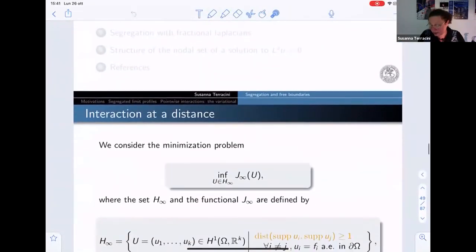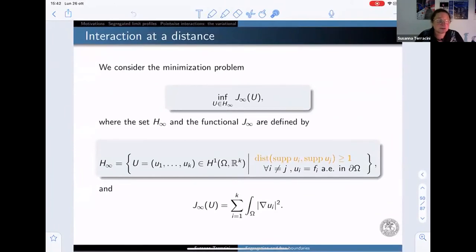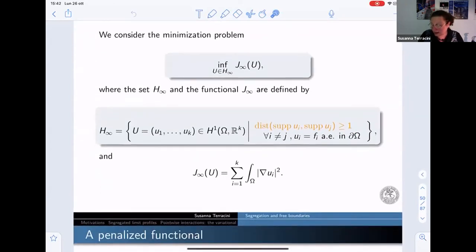Let me go to two other similar problems that show some interesting properties with respect to the type of interaction. We consider the minimization problem as before, but now we don't ask only that the supports are disjoint, but we minimize the internal energies over all configurations where the distance between the supports is at least one. So you think you have u1 positive, let's say u2 positive, but the distance between the two supports is always at least one. There must be some space between the two.